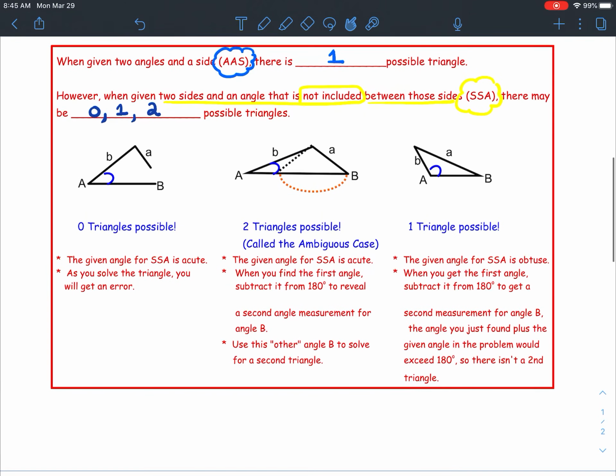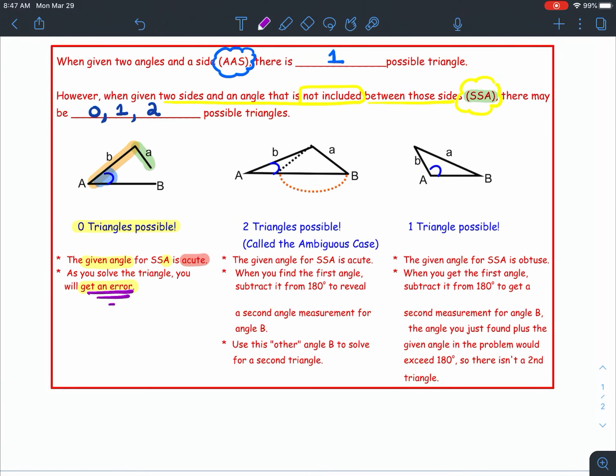Well, we're going to go through an actual example of this, but one indication that you could have 0 possible triangles is if the angle that you're given, that given angle would have to be acute, okay? And when you go about solving the triangle, and we'll see this in an example, ultimately you end up getting an error as you begin to solve the triangle. If you get an error, that means that you had 0 triangles possible. You could not make a triangle with that given information.